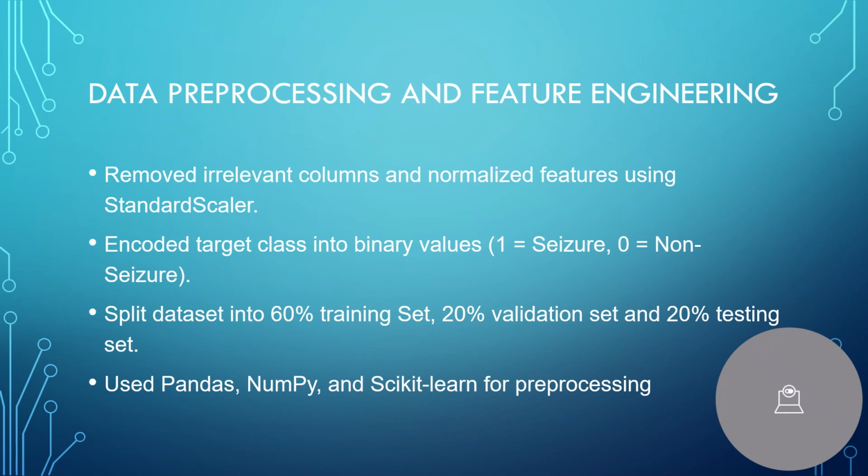First, we removed unnecessary or redundant columns that did not contribute meaningfully to the seizure prediction. Next, we normalized all numerical features using StandardScaler so every variable contributed equally, avoiding biases from features with larger numeric ranges. We then encoded the target variable, assigning 1 for seizure and 0 for non-seizure, turning it into a binary classification problem. Finally, we split the dataset into 60% training, 20% validation, and 20% testing sets.